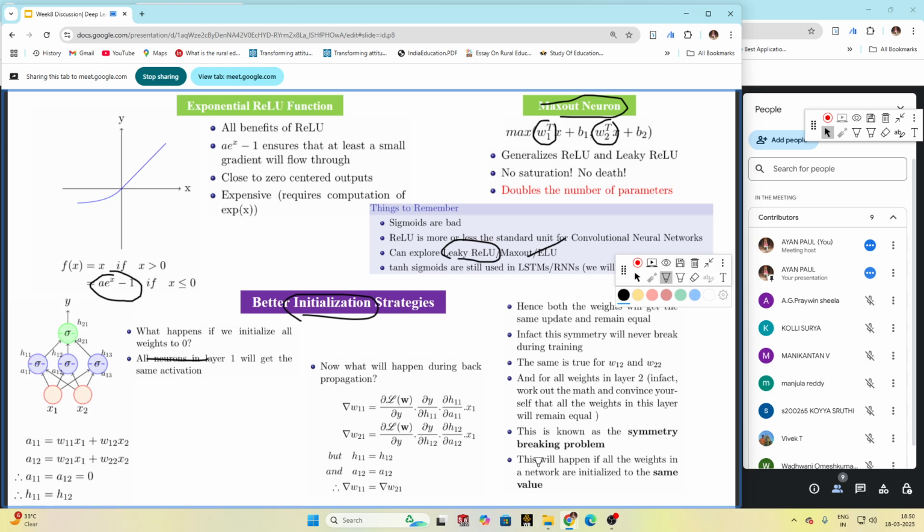This symmetry breaking problem is important to note, because whenever we assign the same weight to all the neurons, they will not be able to learn anything, because our weight updation will not happen well. If we initialize all the weights to an equal value, or in fact the problem is if we initialize all the weights to 0. So this problem is known as the symmetry breaking problem. So for that we have to use different strategies.